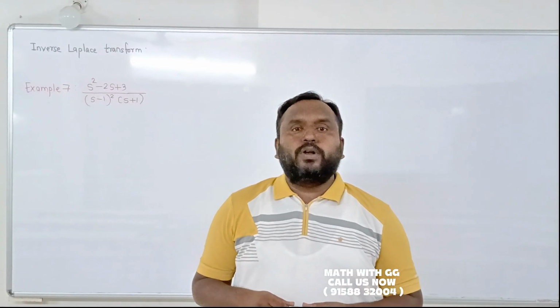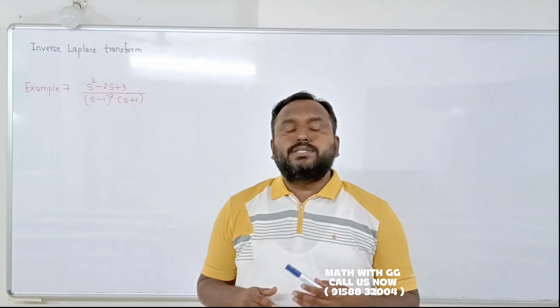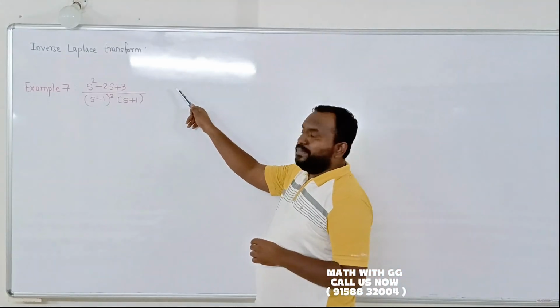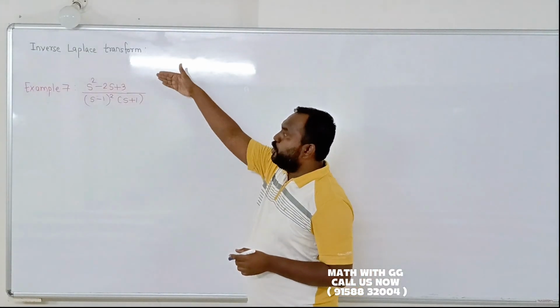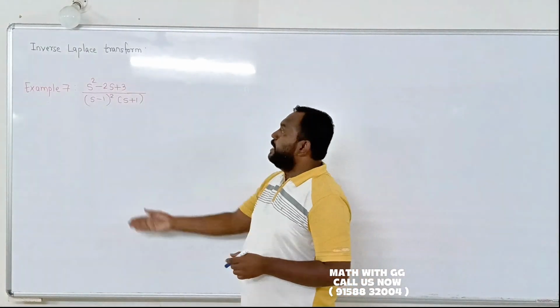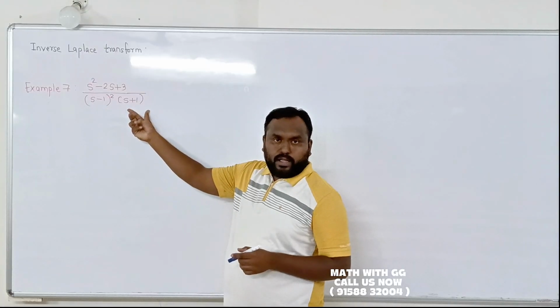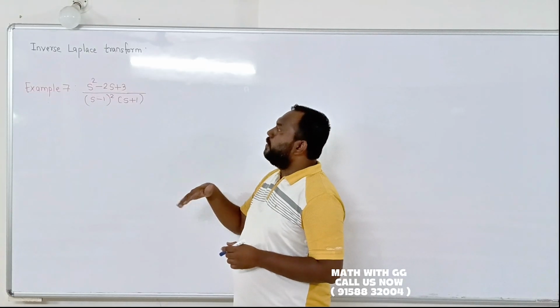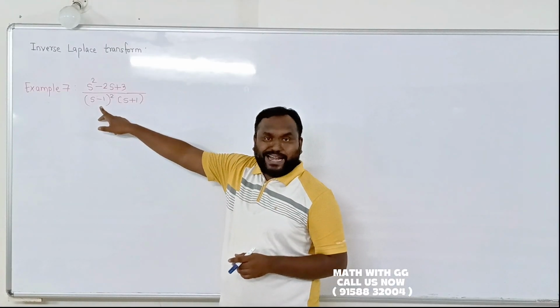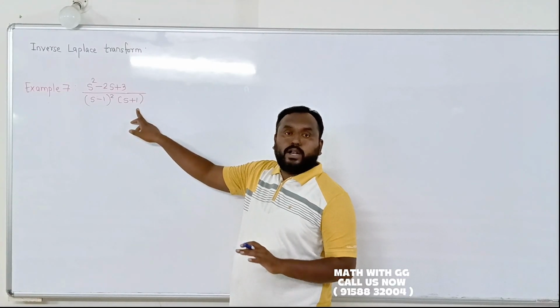Let us discuss one more example of the case where the factors are repeated. Now, if you look at this example number 7, the degree of the numerator is 2, the degree of the denominator is 3, and the denominator is factorized into real factors. Therefore, we can use partial fractions. If you observe the factors, the first factor is repeated and the second one is a linear non-repeated factor.